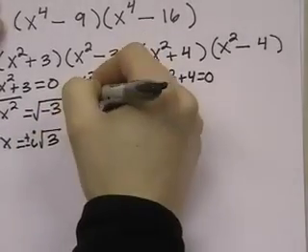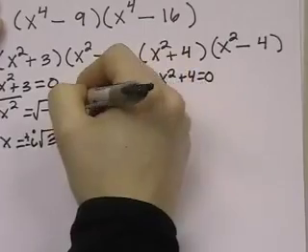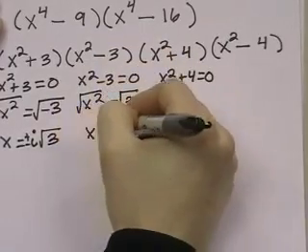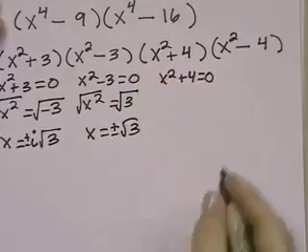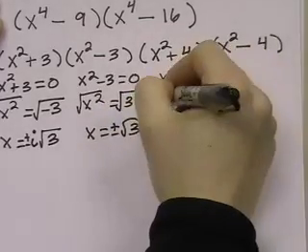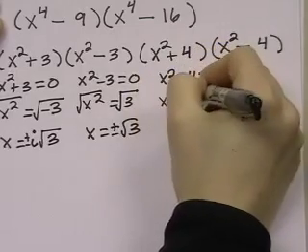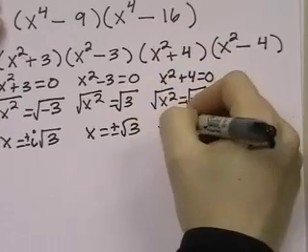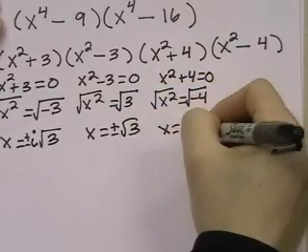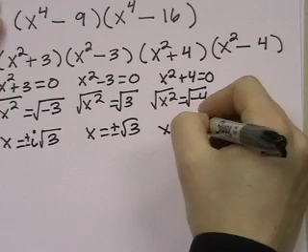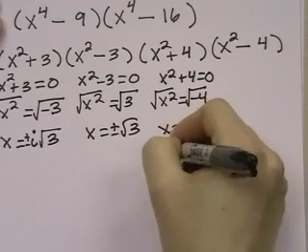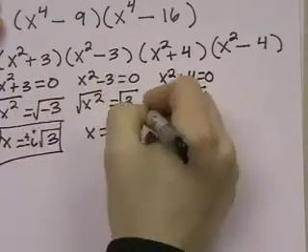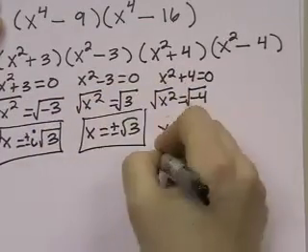On this one, x squared is going to equal 3. I'm going to take the square root of both sides, and x is going to equal plus or minus radical 3. X squared equals, move the 4 over, a negative 4. I'm going to take the square root of both sides, and x is going to equal plus or minus i. Well, the square root of 4 is 2, so I'm going to change that around to be plus or minus 2i. These are solutions, these are solutions, these are solutions.